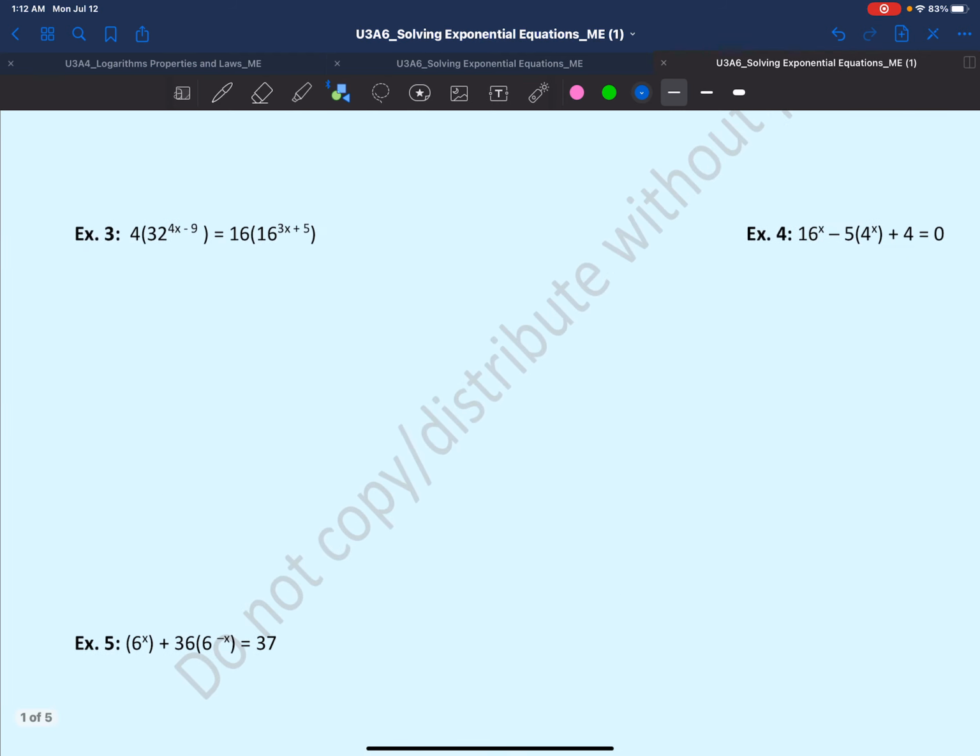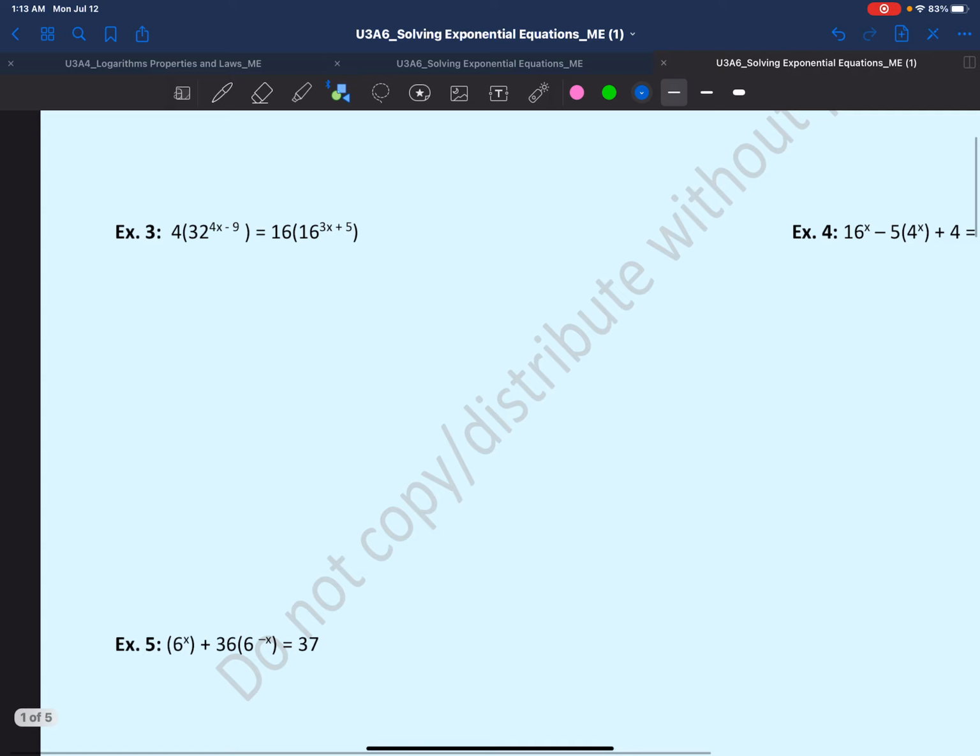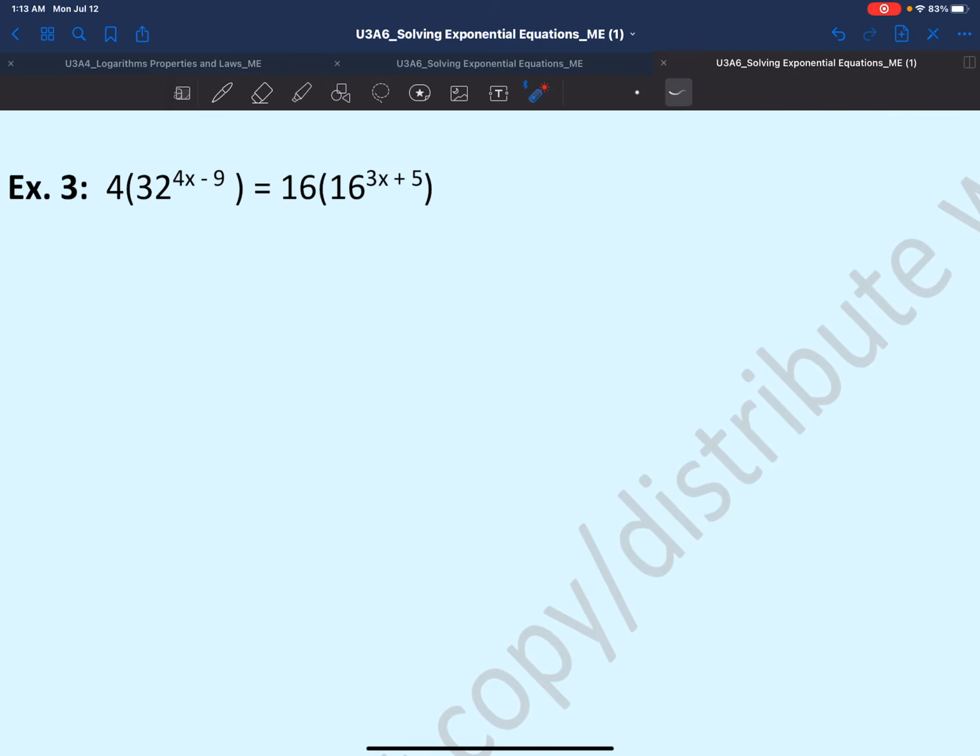Let's take a look at another example. This time we have 4 times 32 to the power of 4x minus 9 equals 16 times 16 to the power 3x plus 5. So this equation is a bit more crowded than the previous examples. So let's take a look at each and every part of the term, or each side. We have 4 multiplying the exponential term, 32 to the power 4x minus 9. And then we have number 16 multiplying the exponential term, 16 to the power 3x plus 5.